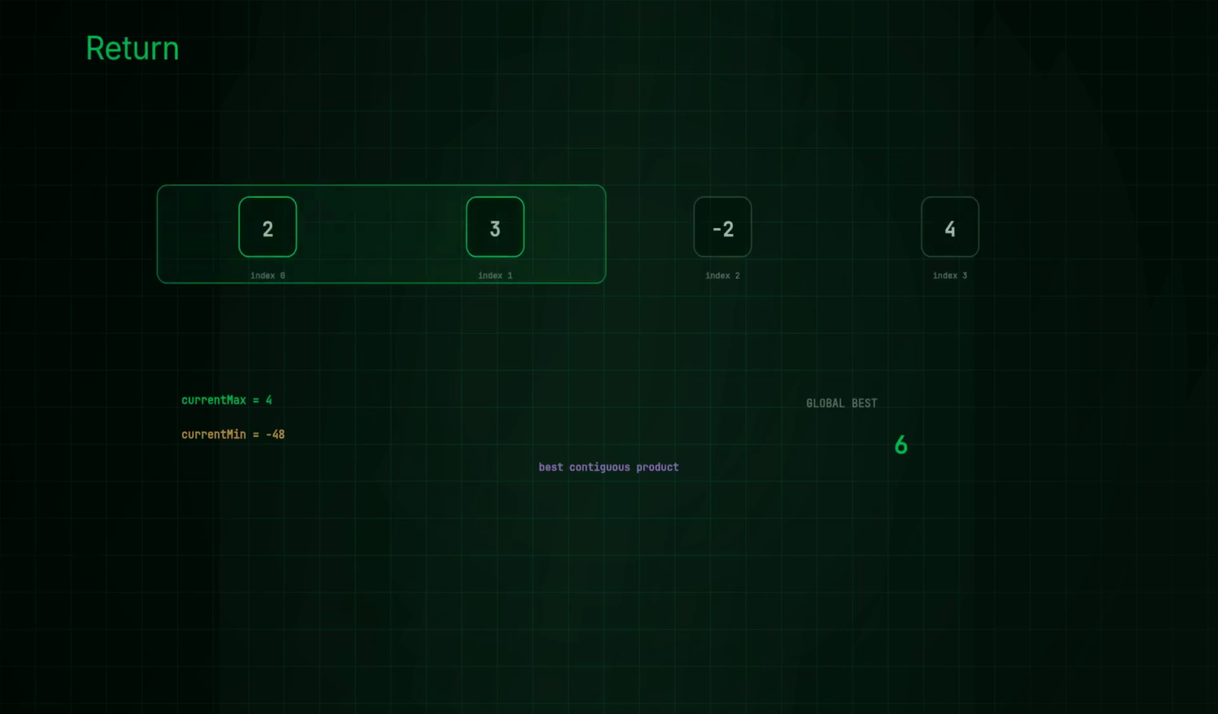The scan is complete. The global best is 6. The highlighted subarray 2, 3 produces 6. Later products ending at negative 2 or 4 do not exceed it. Each index performs constant work, giving O of n time and O of 1 extra space.